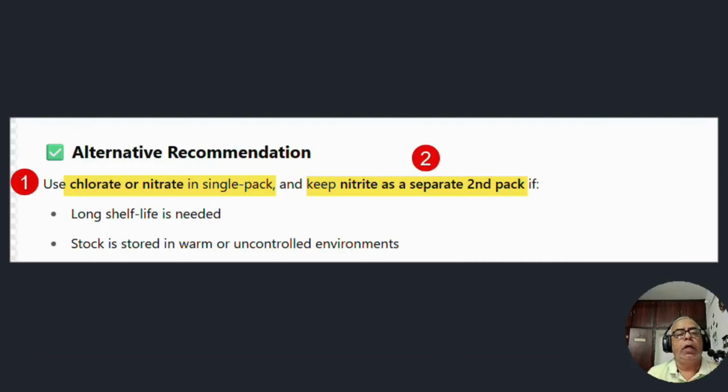And finally, the best alternative recommendation. There are 2 points to be discussed. One is to use chlorate or nitrate in a single pack system. Otherwise, you can have a two pack system where you keep nitrite as a separate second pack, so that long shelf life is ensured, even when the stock is stored in warm or uncontrolled environments. So these are the major issues, and they can be solved by adopting suitable techniques.